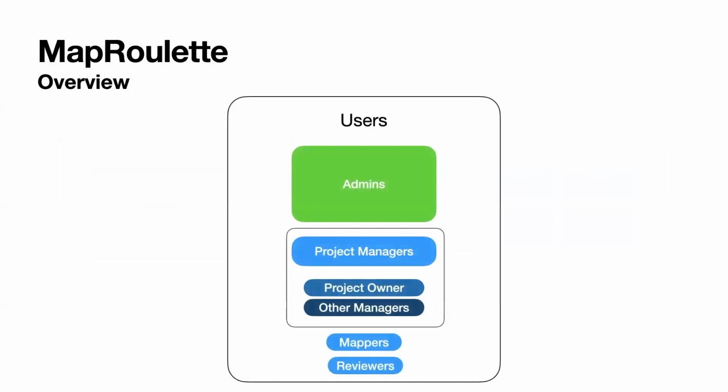Moving on to users. The user structure is pretty simple. There are site admins who have super user ability on the site. You have project managers in MapRoulette, and within that, you have the project owner and other managers. So multiple people can manage a project. And then project managers are also every user in MapRoulette. Every user has the ability to be a project manager and create challenges within MapRoulette. Every user also has the ability to be a mapper or a reviewer, although you can't review your own work.